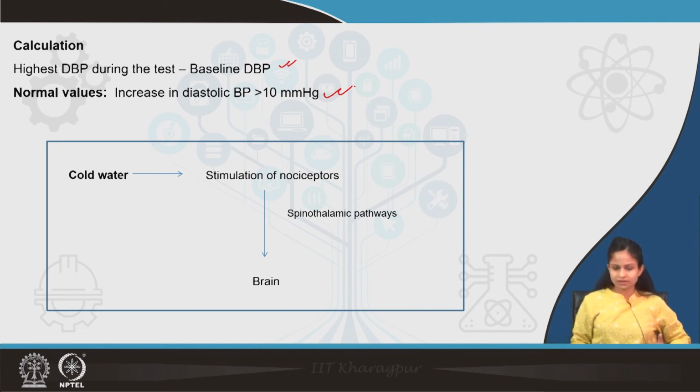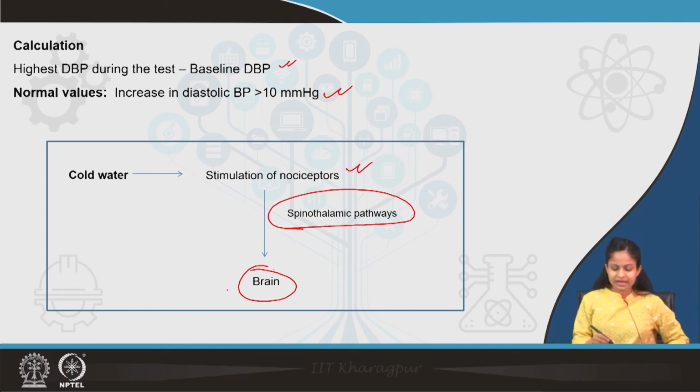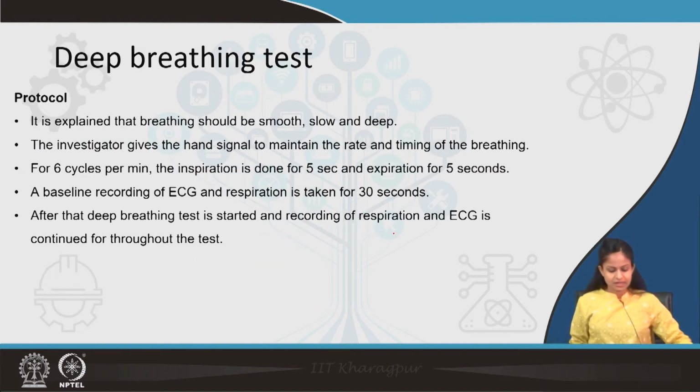The physiological basis, as I already told, is that the cold water will cause stimulation of the nociceptors, and the signals of these nociceptors will be carried by the spinothalamic pathway to the somatosensory area of our brain. While traveling, this gives output to the hypothalamus, the autonomic regulator, which finally causes the sympathetic outflow to the heart and causes the increase in the pressure.